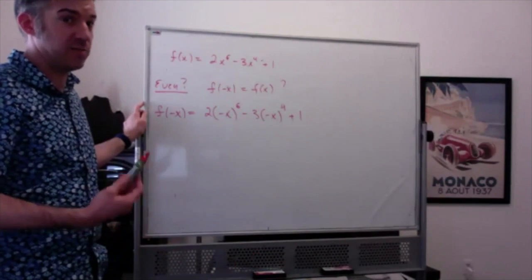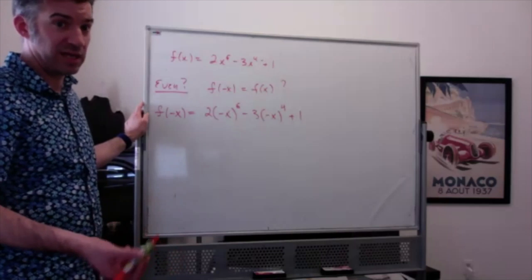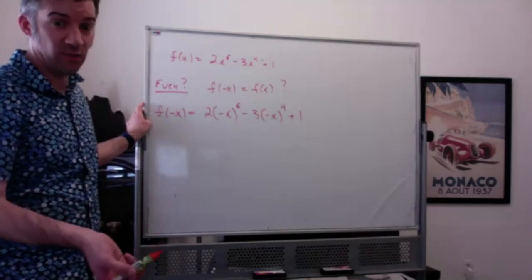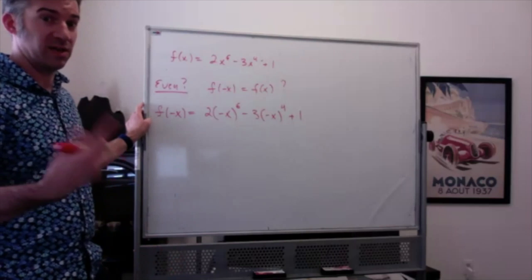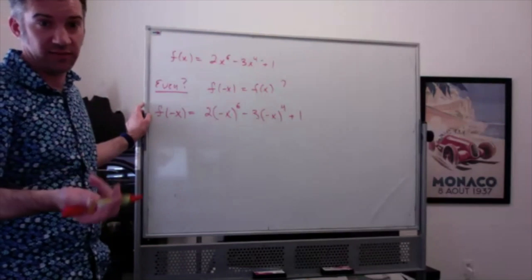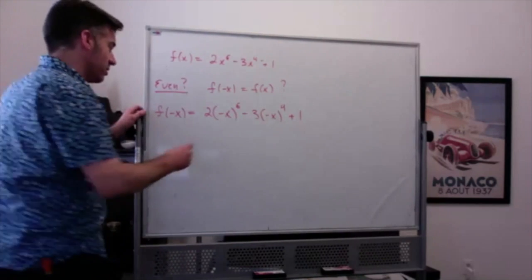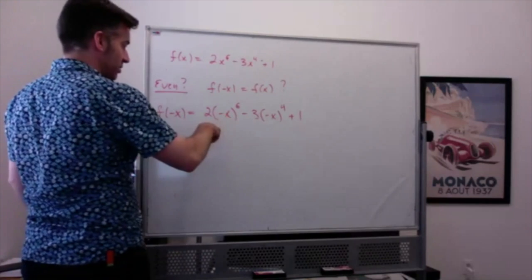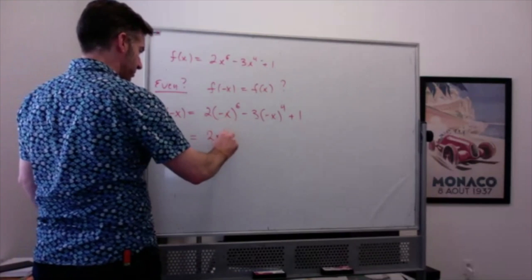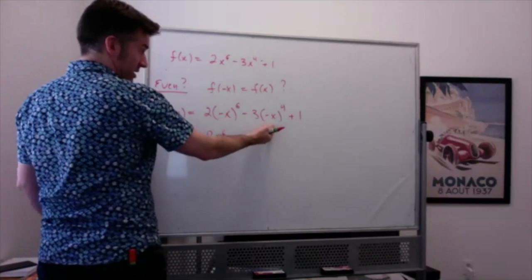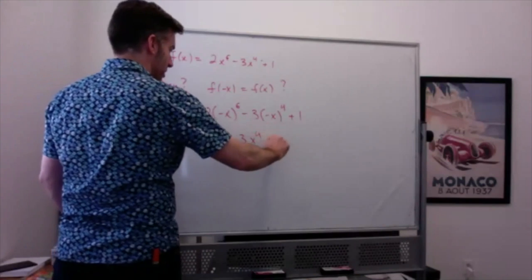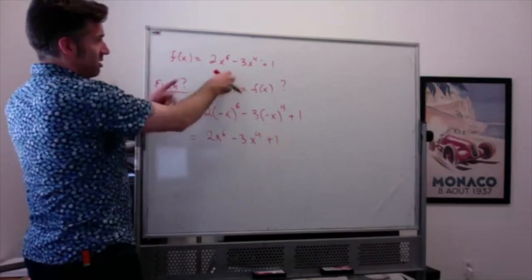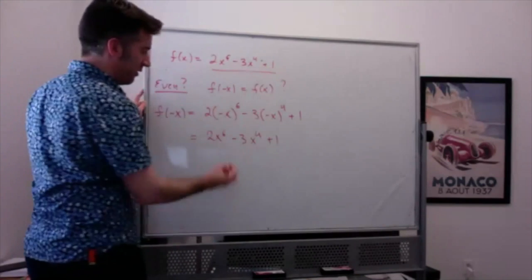Negative 2 squared is positive 4. Negative 3 to the 4th is positive 81. Because when you multiply a negative thing by itself an even number of times, the negatives become positive. So negative x to the 6th is just positive x to the 6th. This is going to be 2 times x to the 6th minus 3 times positive x to the 4th plus 1. And oh, look, that's the same as the original function.